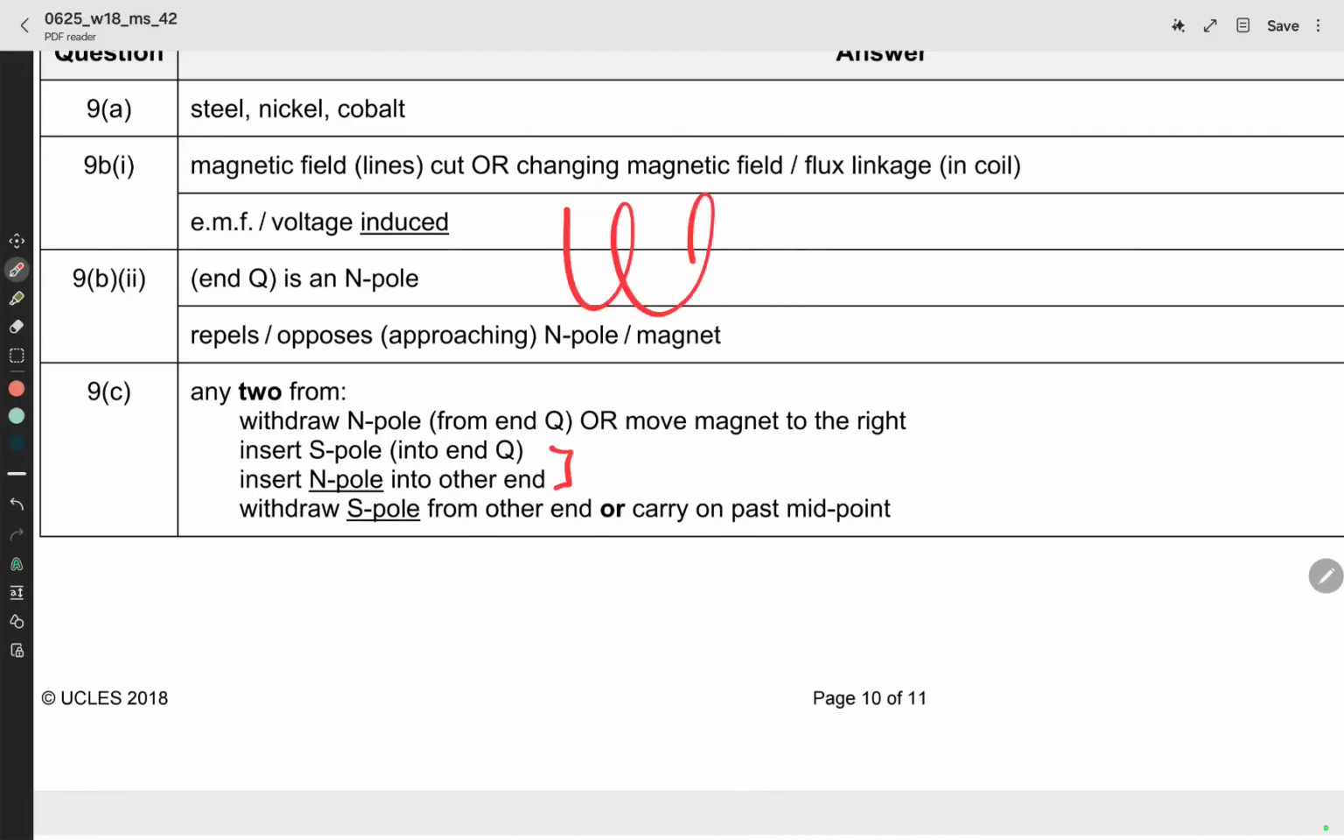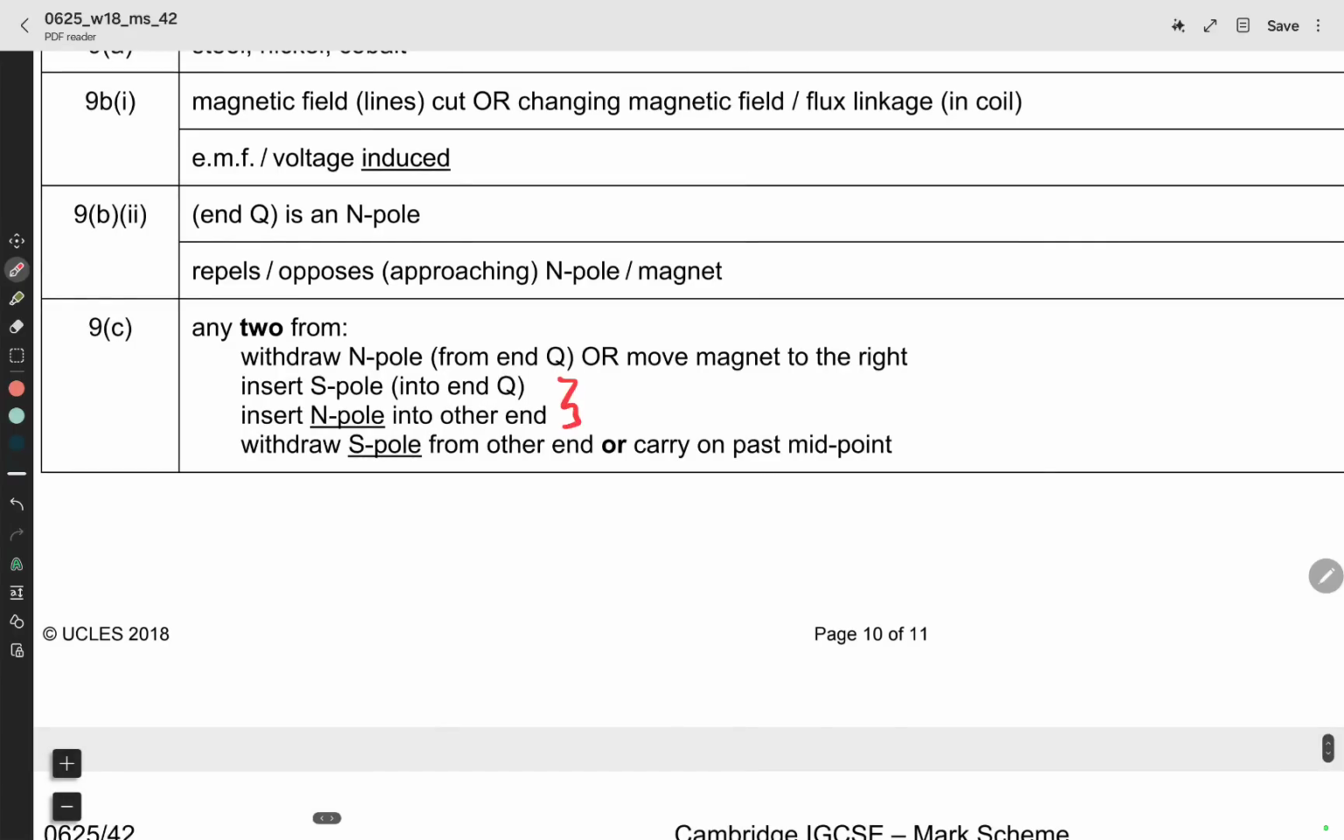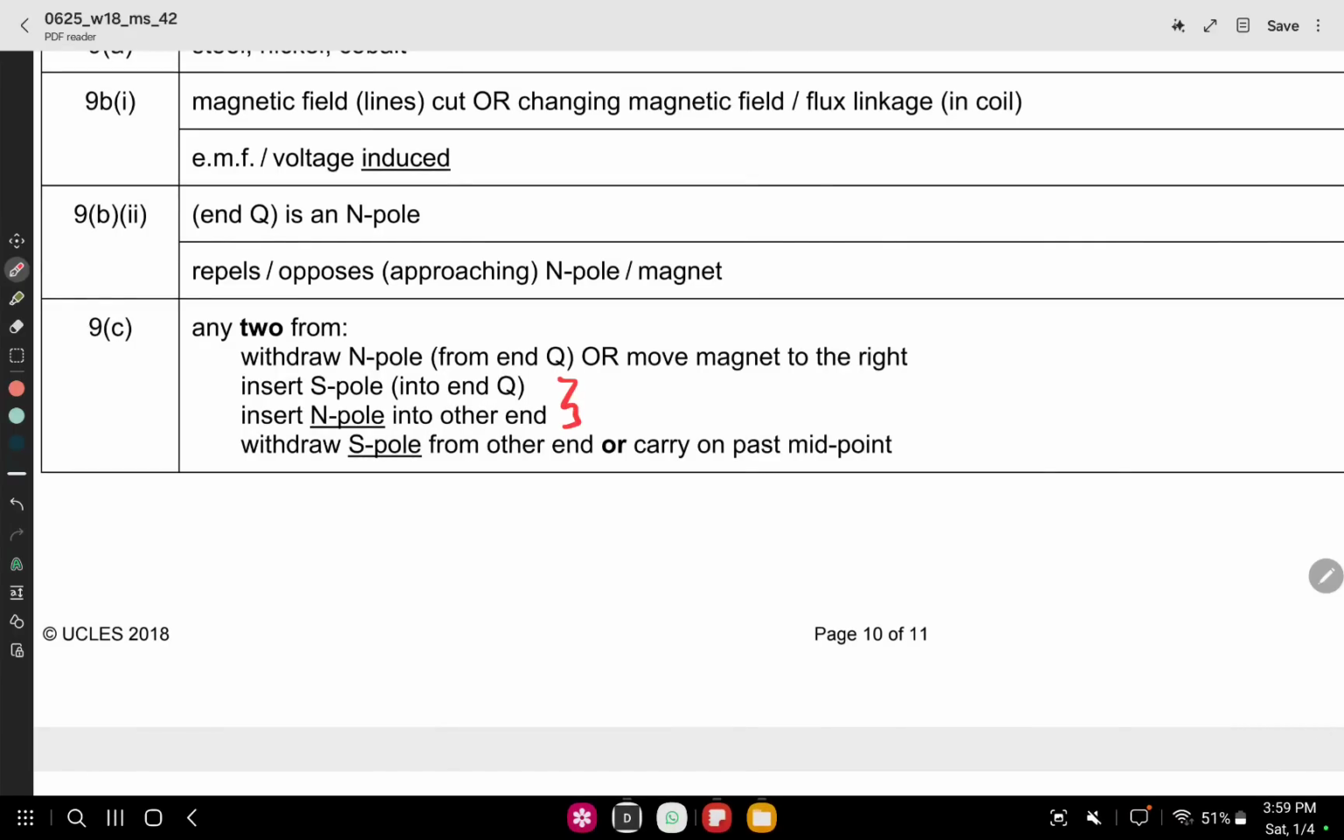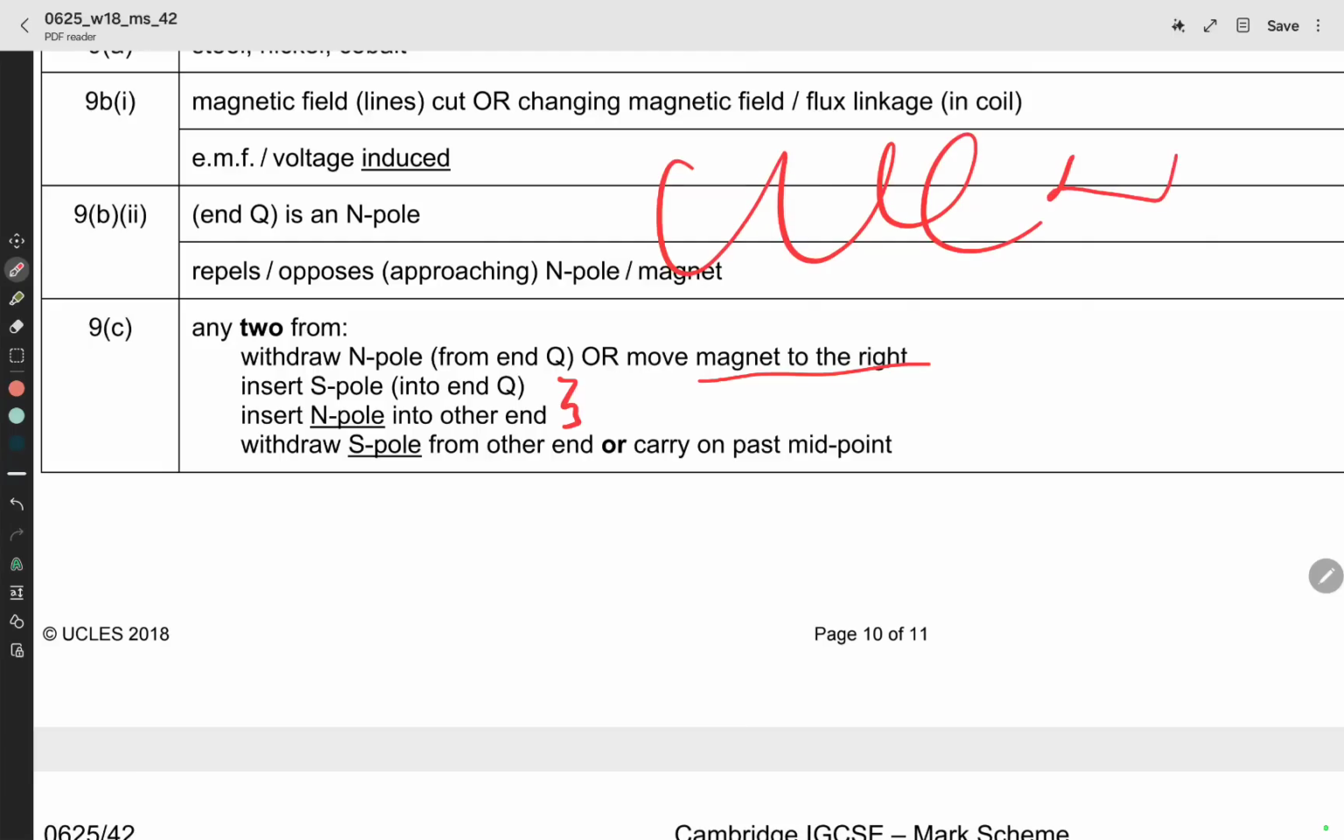But remember, this is the coil. Our magnet's over here. They said insert the north pole, but from where? Insert it from the other end. So this is a very, very easy 2-mark question. These two will be the easiest ones. Obviously, moving the magnet out, pushing it out, will reverse the deflection, because when you pushed it in, the galvanometer is like this. So you're pushing it out, obviously the galvanometer is going to go back to the left, right?